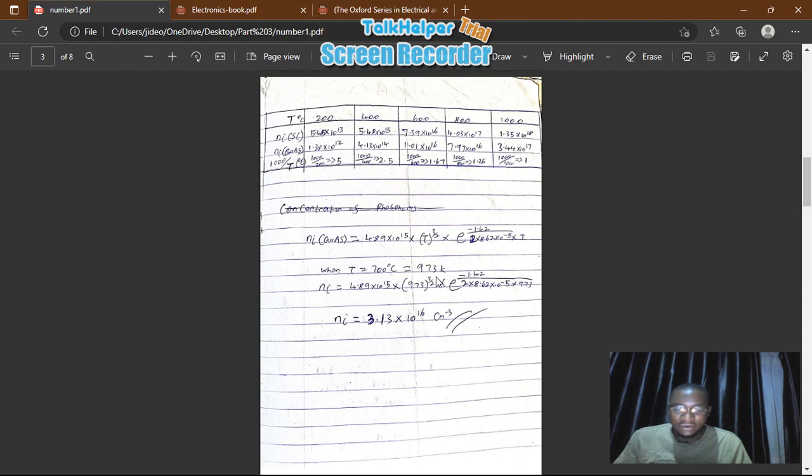The second part of question 1A states that we should find the concentration of phosphorus that is sufficient to make gallium arsenide extrinsic at 700 degrees Celsius, which is 973 Kelvin.